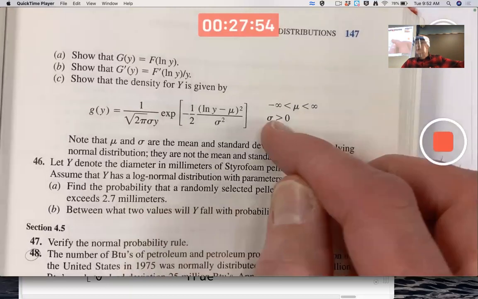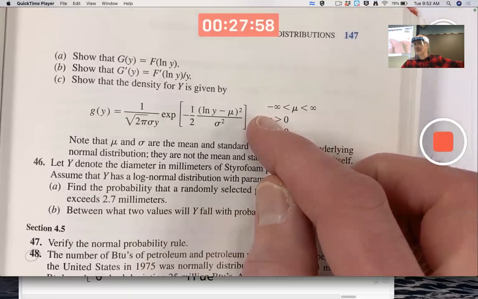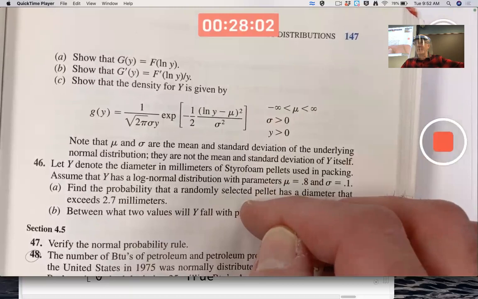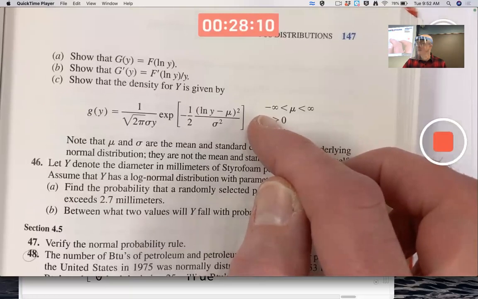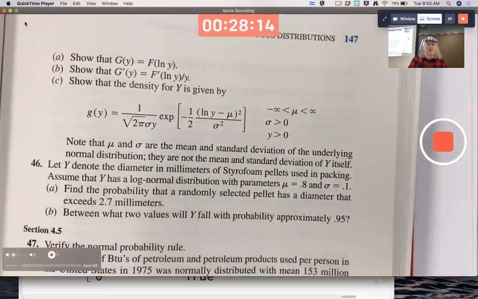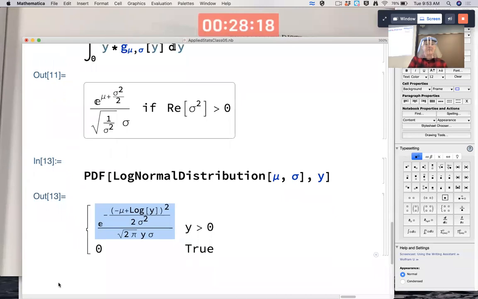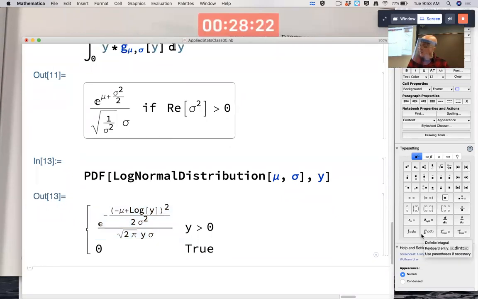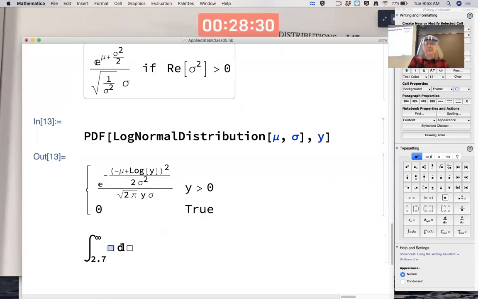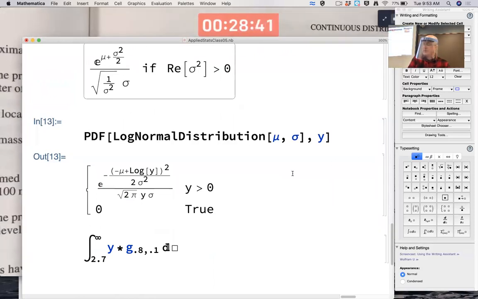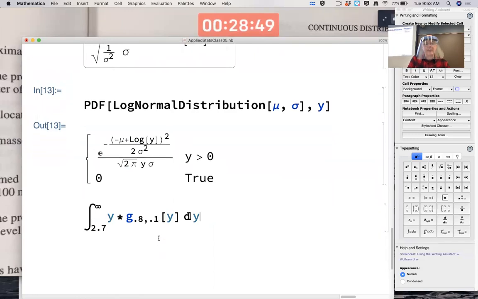So the goal here is to use this formula from 45 in Mathematica to find that probability, to have Mathematica do an integral for you. This is the PDF, this is the density. Integrating it gives probabilities. So you just got to plug in mu equals 0.8 and sigma is 0.1 into there, with my G notation. And we're trying to find the probability that the diameter exceeds 2.7 millimeters. So we go 2.7 to infinity of Y times G sub 0.8 comma 0.1. Now I'm sure when you did this problem, you just hopefully typed the formula in from the textbook instead of defining a function g like I've done. But this should be the answer.